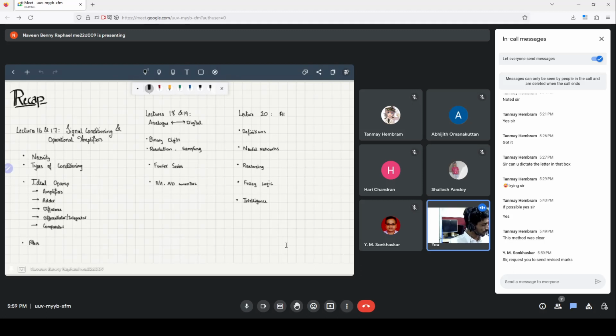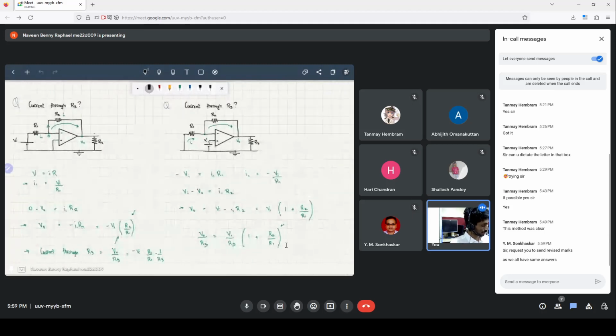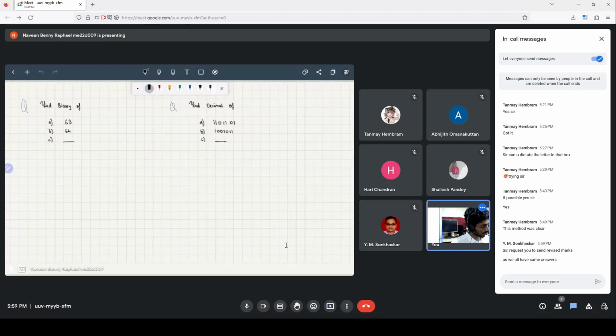Now we'll move on to a little bit about lectures 18 and 19, where we talked about binary digits. We'll first solve a few questions on just converting numbers from binary to decimal and decimal to binary.